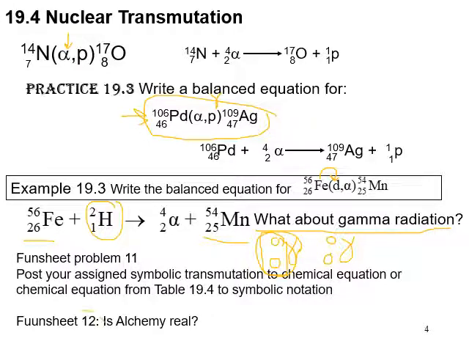And then we have number 12 on the fun sheet. Is alchemy real? It's kind of an interesting question where we want to convert mercury-198 to gold-198. So mercury-198 going to gold-198. How can we do that with the transmutation? So I ask you guys to think about that and post your answer.